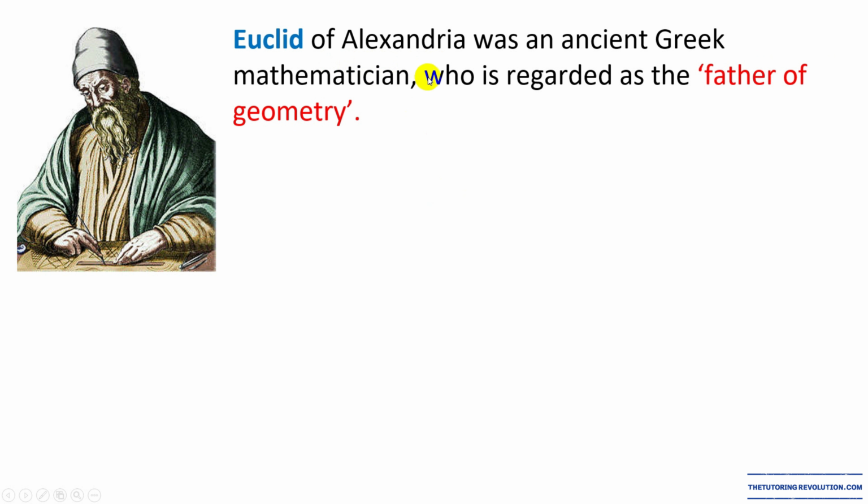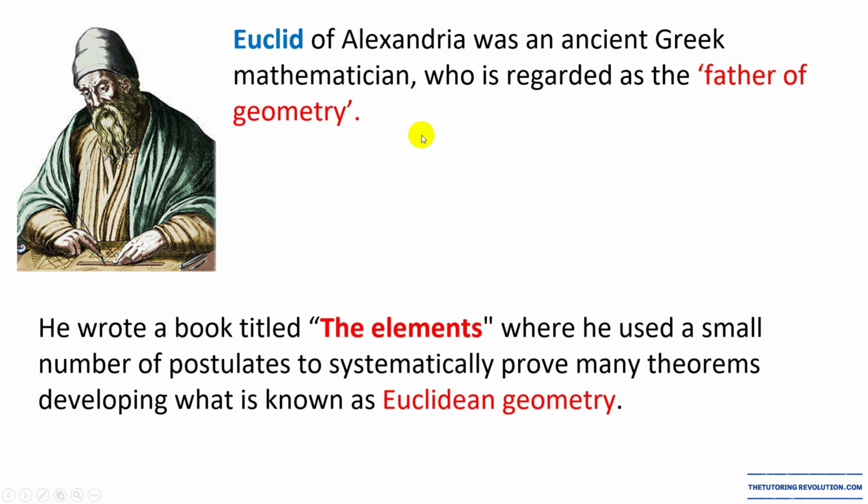Euclid of Alexandria was an ancient Greek mathematician who is regarded as the father of geometry. So basically, Euclid was the most important person in the beginning of geometry, the one who created the postulates and theorems that are the basis for modern geometry. He wrote a book titled The Elements, where he used a small number of postulates to systematically prove many theorems, developing what is known as Euclidean geometry.